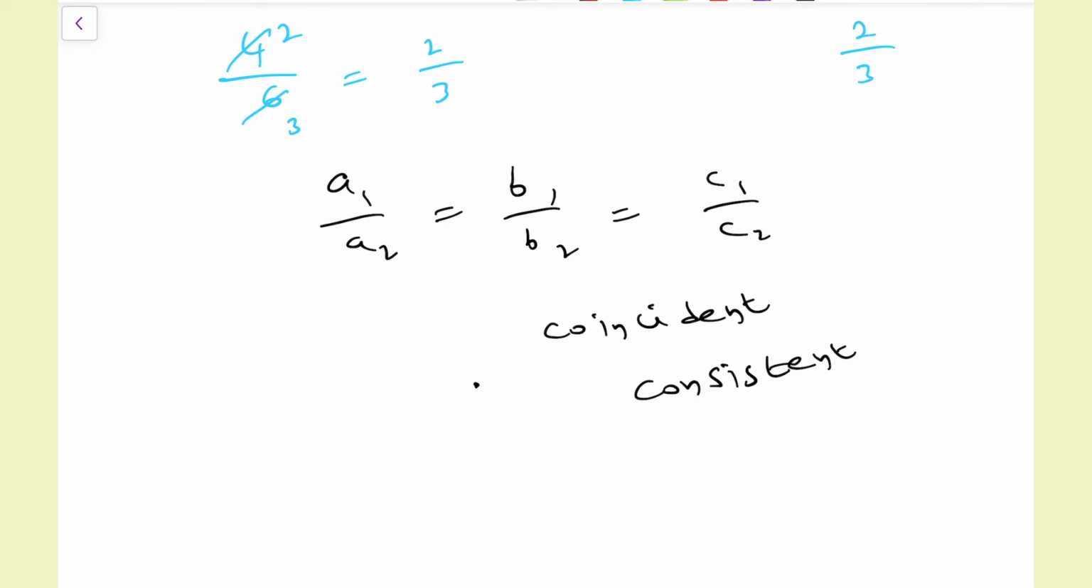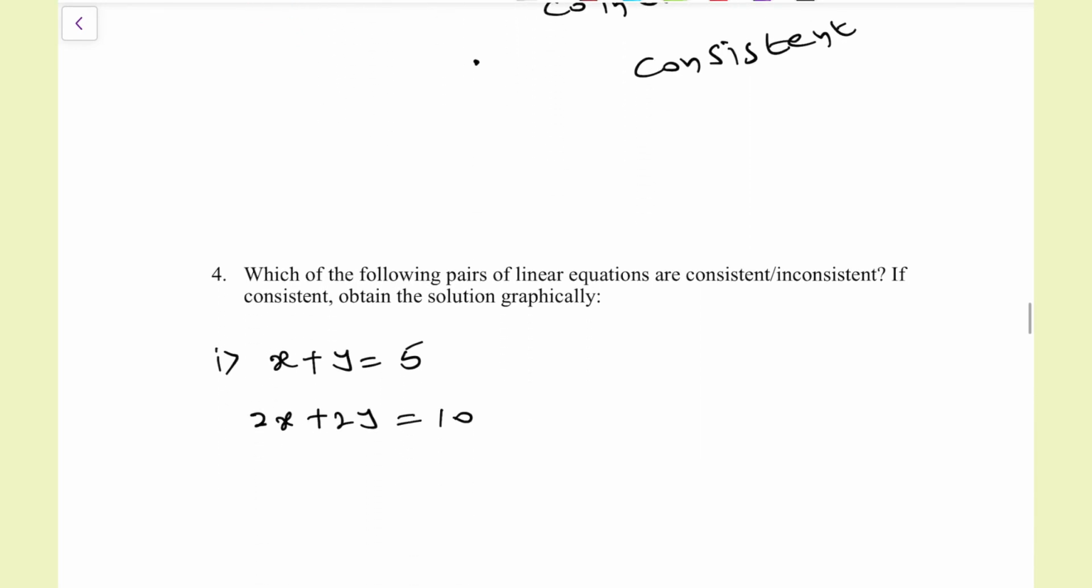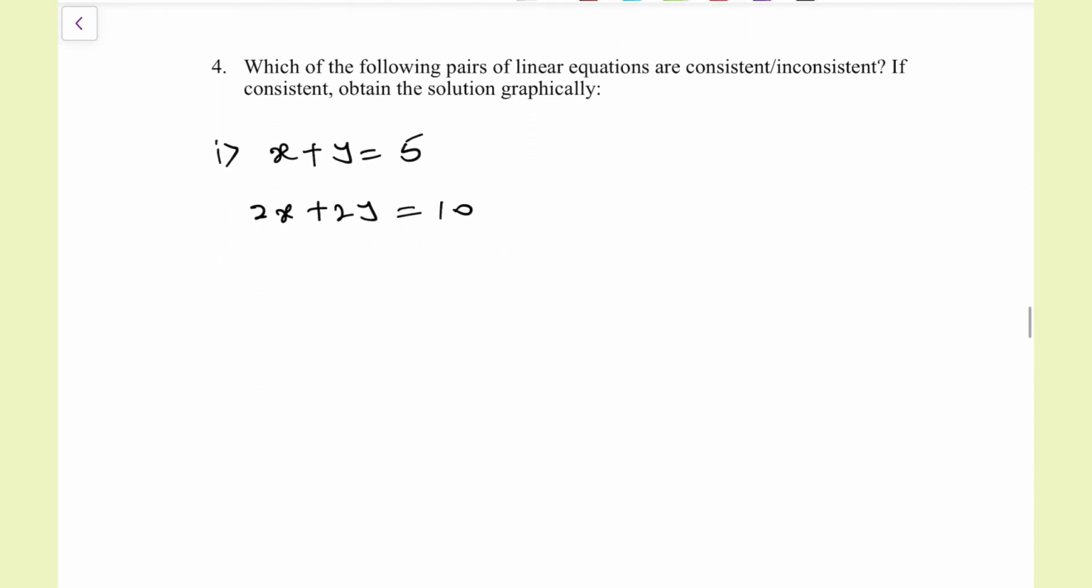Next, moving to question number 4. Which of the following pairs of linear equations are consistent or inconsistent? If consistent, then obtain the solution graphically. If solution is there, we need to find it through graph. If solution is not there, no worries at all. So the first one is x plus y equals 5, and the second equation is 2x plus 2y equals 10.